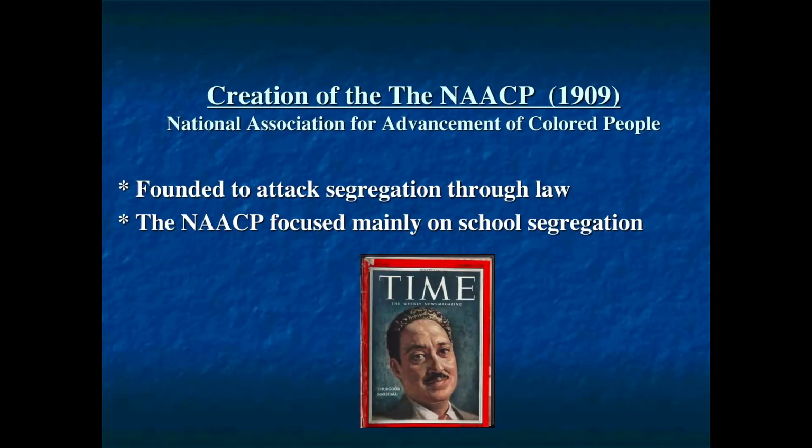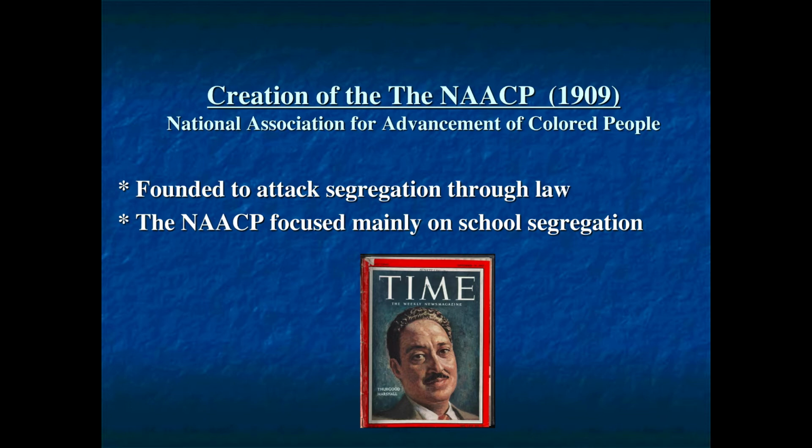Okay, so first on the timeline is the creation of the NAACP in 1909, which stands for the National Association for the Advancement of Colored People. And they were founded initially to attack segregation through law and show legally how these Jim Crow laws are a violation of the United States Constitution or a violation of state constitutions.